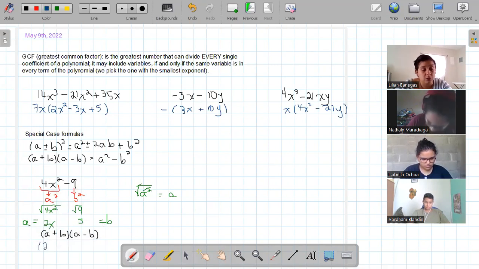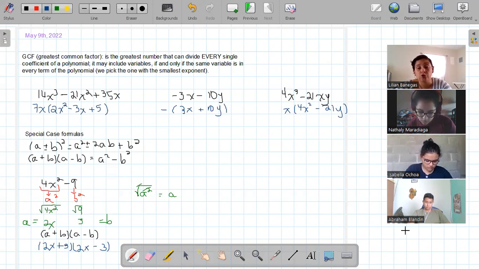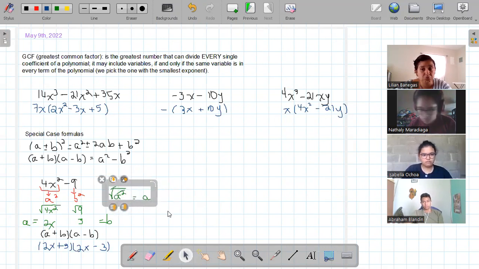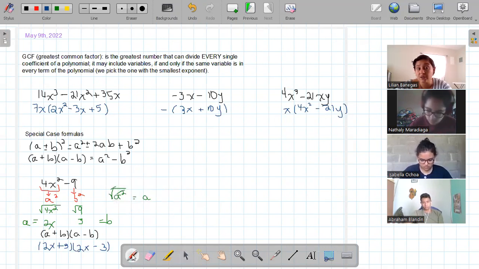So I'm going to say 2x and 2x, 3 and 3, and one parenthesis goes positive and one parenthesis goes negative. And that's one way of doing it, showing a procedure. Questions so far? No? It's just a little bit too thick.